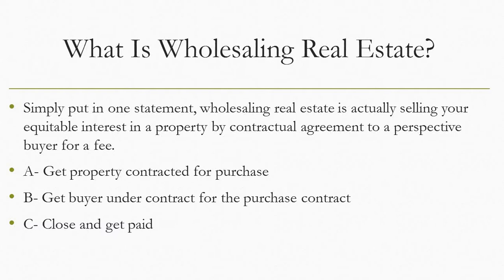So, A, get the property under contract for purchase. B, get the buyer under contract for the purchase contract. And then C, close and get paid. Pretty simple. You are selling contracts. You acquire the contract through a motivated seller, someone who is in need of selling that contract. You sell that contract to a buyer, someone who probably is going to pay cash.